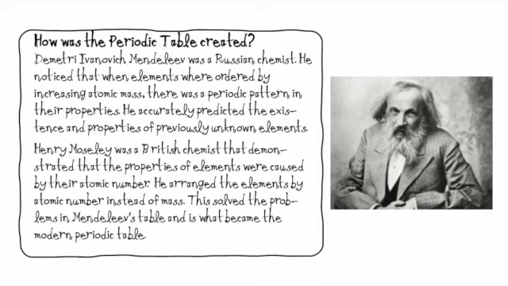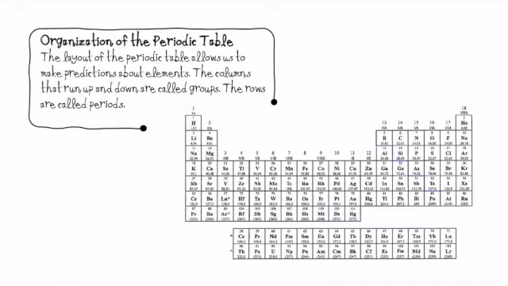Henry Moseley was a British chemist that demonstrated that the properties of the elements were caused by their atomic number, so he arranged the elements by atomic number instead of mass. This solved the problems in Mendeleev's table and is what became the modern periodic table. The layout of the periodic table allows us to make predictions about elements. The columns that run up and down are called groups. The rows are called periods.